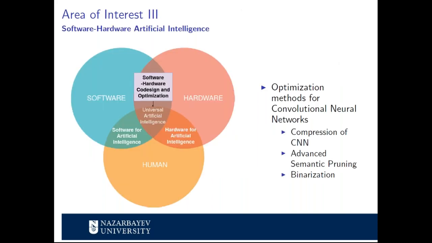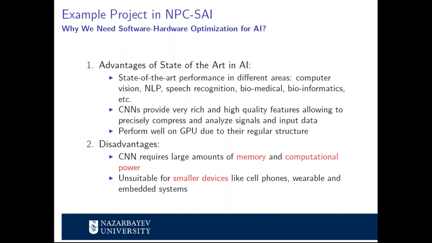Okay, now let's look at the last segment. The last segment is software, hardware, code design and optimization. This part is a little bit similar to the previous part. Why are we talking about software, hardware, and code design when we want to arrive at universal artificial intelligence? Similarly to the previous one, on one hand, we want a very fast hardware to accelerate the artificial intelligence. But accelerating the hardware is not enough. We also need to adapt the software, to adapt the model, to optimize the model, and to compress it.